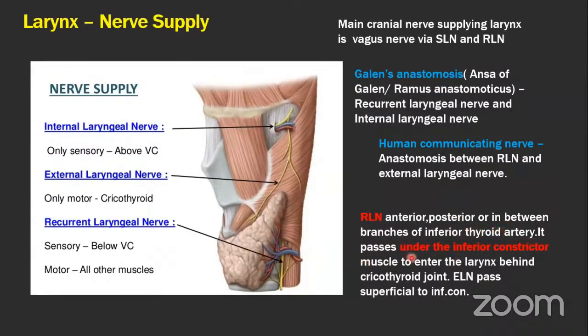and it passes under the inferior constrictor. It is usually asked: under the inferior constrictor muscle to enter the larynx behind the cricothyroid joint, whereas external laryngeal nerve passes superficial to inferior constrictor. Okay, recurrent laryngeal nerve passes deep to or under the inferior constrictor muscle, and external laryngeal nerve passes superficial to inferior constrictor. So that is regarding the nerve supply.